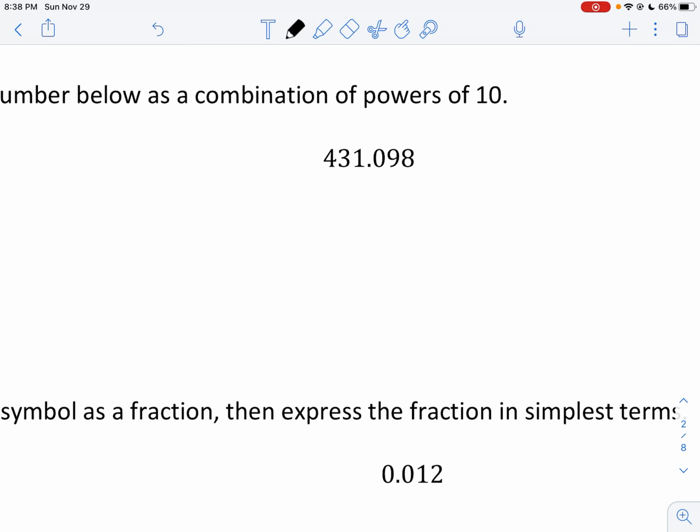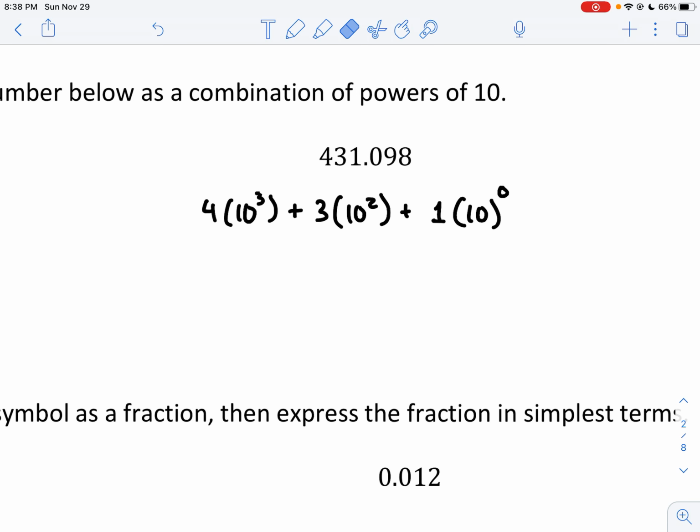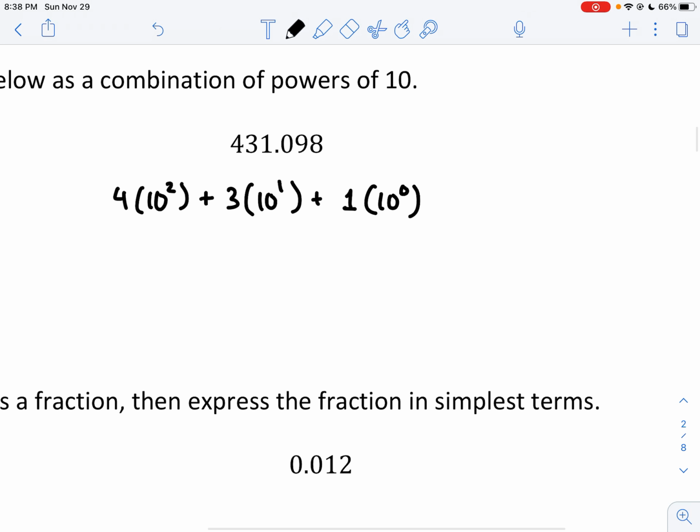So when you see a number like this, it's really a combination of powers of 10. So we have 4 10 cubes, 4 thousands, and to that we are combining 3 10 squares, 3 hundreds. Oh, I got these backwards. Scratch those. The 4 is in the hundreds position, so 4 10 squares. The 3 is in the tens position, so 3 10 to the firsts. And the 1 is in the ones position, so you could think of that as 1 10 to the 0.